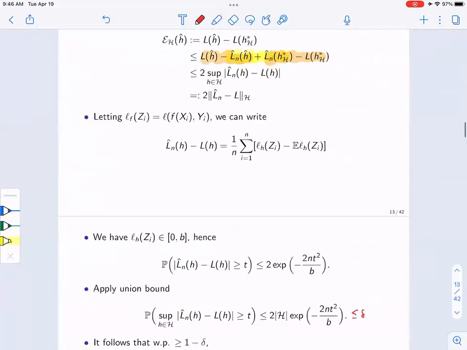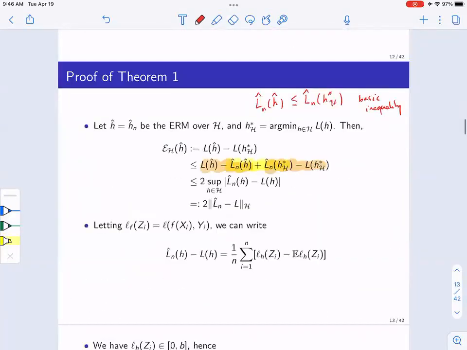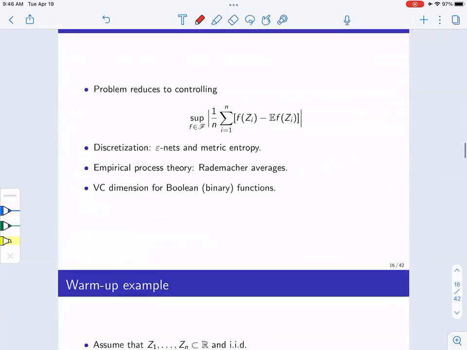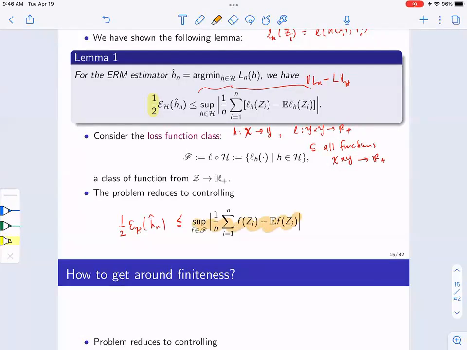Yeah, thanks. Okay, so a different notation here; we have a bunch of notations. That's basically what we have there. So we're going to focus now on controlling these things, and this is related to controlling the supremum of empirical processes. We'll talk about that later. But the focus will be on trying to bound quantities that look like this. Okay, sounds good.